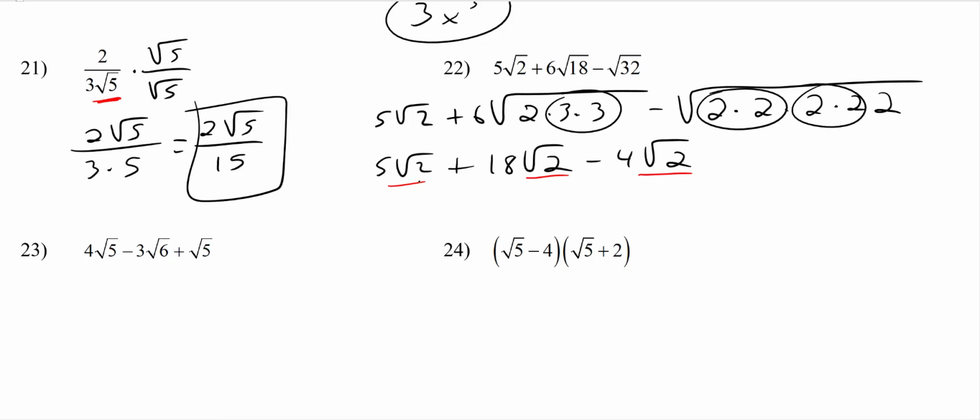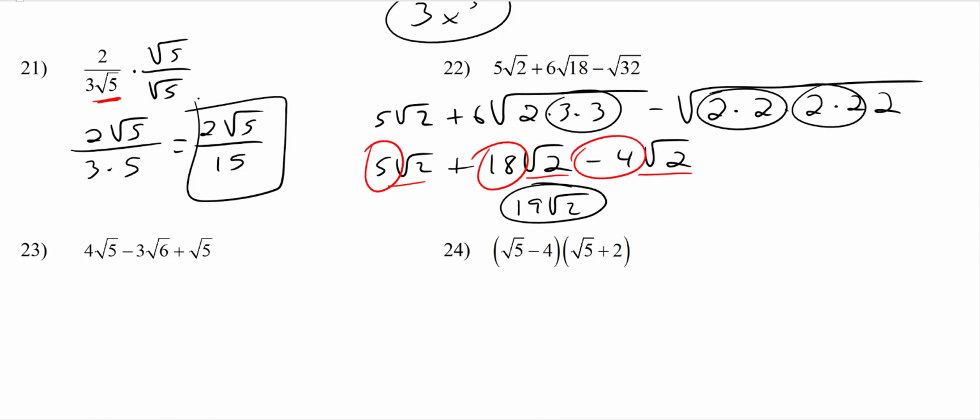It's 5 root 2. If I have 5 root 2's and I give you 18 more root 2's, you have 23 root 2's. I take away 4 of those root 2's, that means you have 19 root 2's. That's your answer. You can put that in your calculator, but truly you're just going to put the 5, the 18, and the negative 4. 5 plus 18 minus 4, and then put a root 2 after it. 19 root 2. Okay?